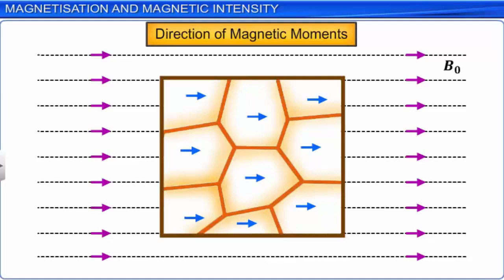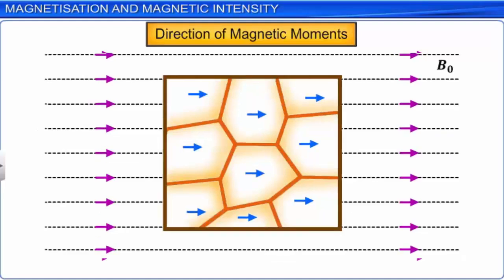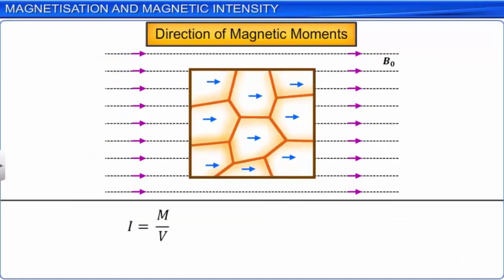The net magnetic moment per unit volume is called magnetization or intensity of magnetization. That is, I is equal to m by v. The unit for intensity of magnetization is ampere per meter. Its dimensional formula is M0 L-1 T0 A1.